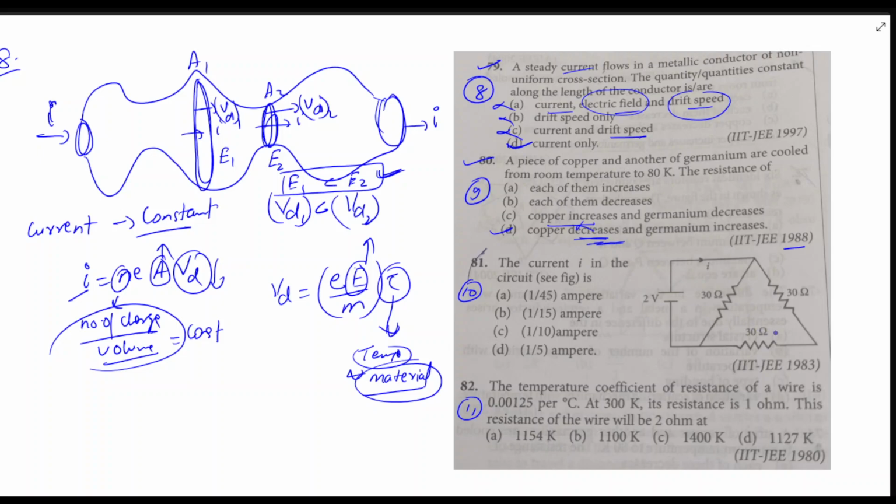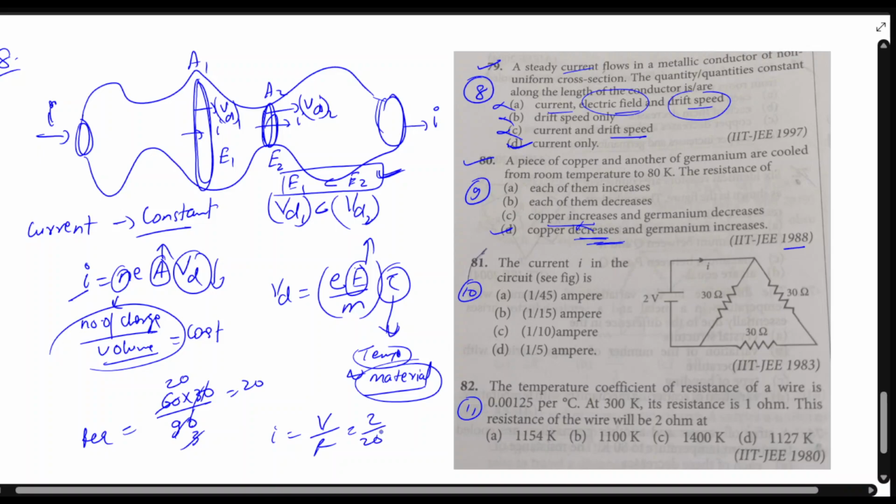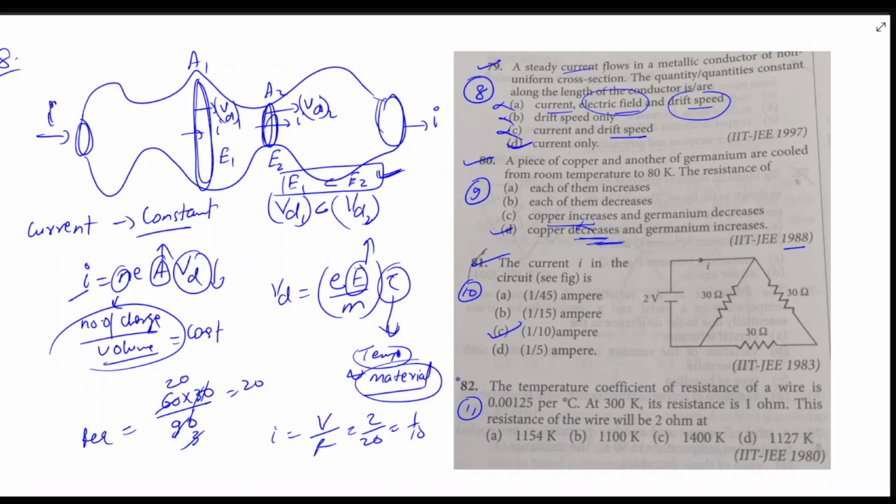Here, this is a simple question, right? This is 30, this is 30. They are in series, so it will be 60. And this 60 and 30 are in parallel, right? So 60 into 30 divided by 90, which is 20. So we have R equivalent as 20 and a voltage of 2. Current will be V by R, so 2 by 20, which is 1 by 10. So C option is correct. Quite an easy question. Let's move on to our 11th question.